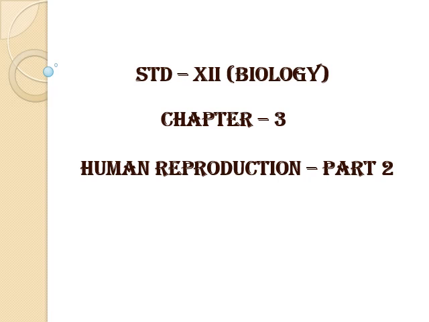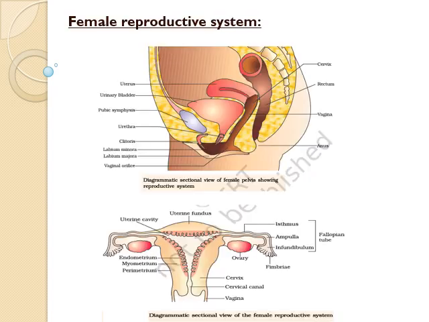Last class you have learnt the male reproductive system of human. In this class we will see about the female reproductive system. This system is more complex than the male reproductive system. Observe the given picture of the female reproductive system.